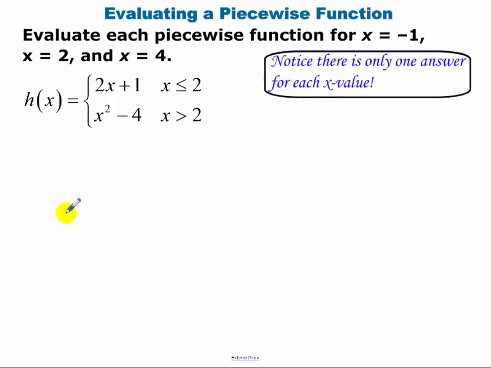Evaluating a piecewise function. I think that this is important. So evaluate the piecewise function for -1. So h of -1. So we need to pick one of these two functions. We need to decide, is -1 less than or equal to 2, or is -1 greater than 2? Well, -1 is less than or equal to 2. It's the top function, so you plug it only into the top function to evaluate.